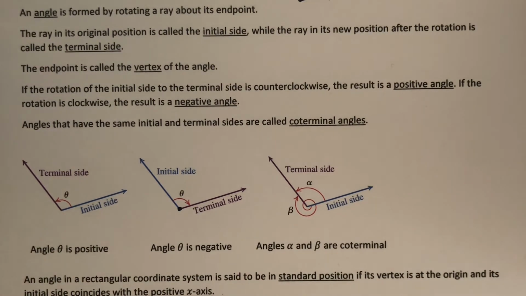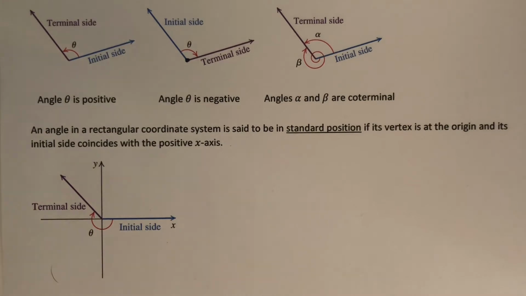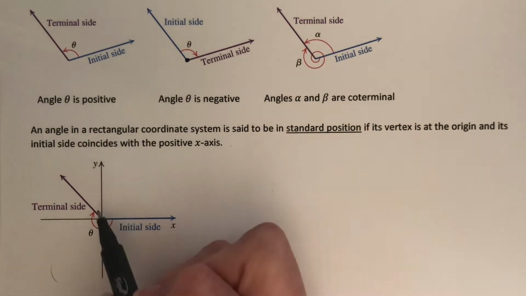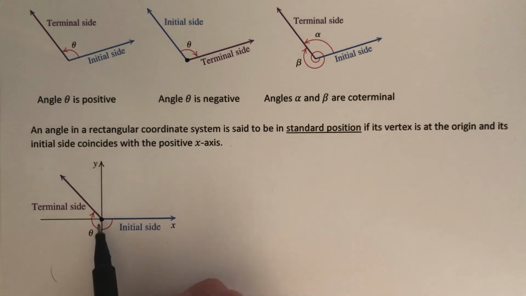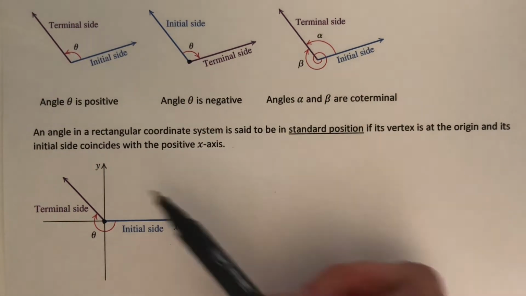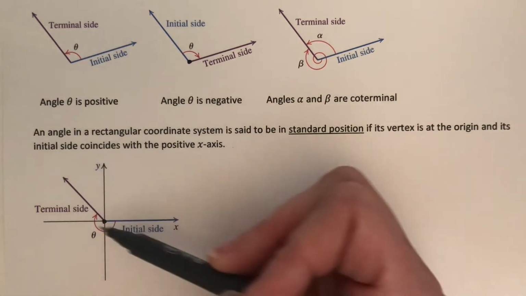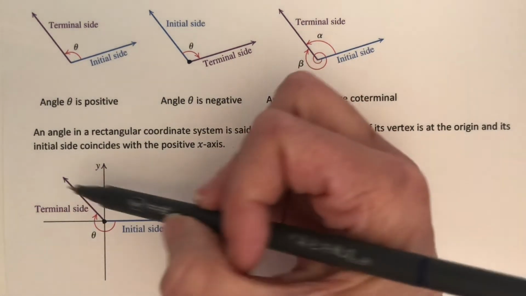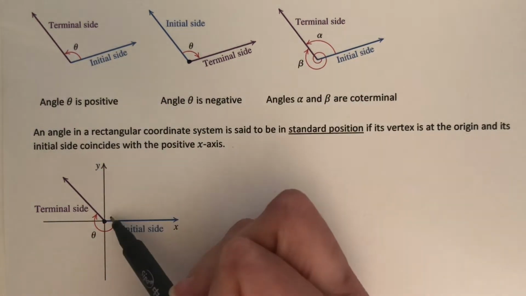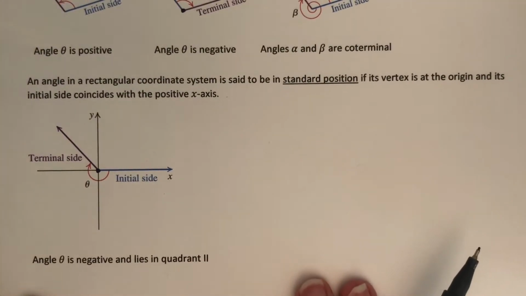Okay? An angle in a rectangular coordinate system is said to be in standard position if its vertex is at the origin and its initial side is the positive x-axis. Okay, so right here on this image, the terminal side is in quadrant 2, and we are rotating this way, so that angle is negative.